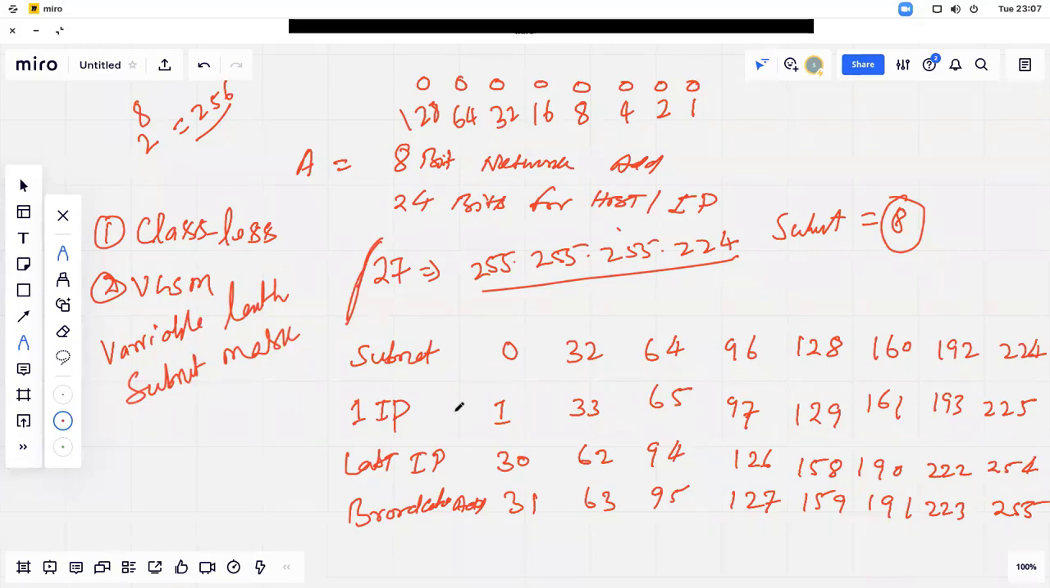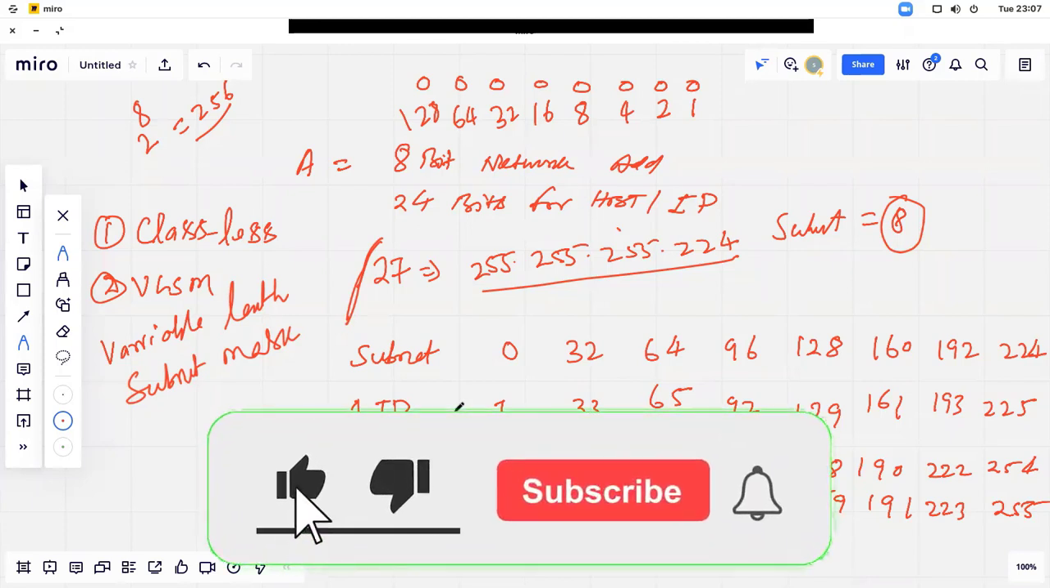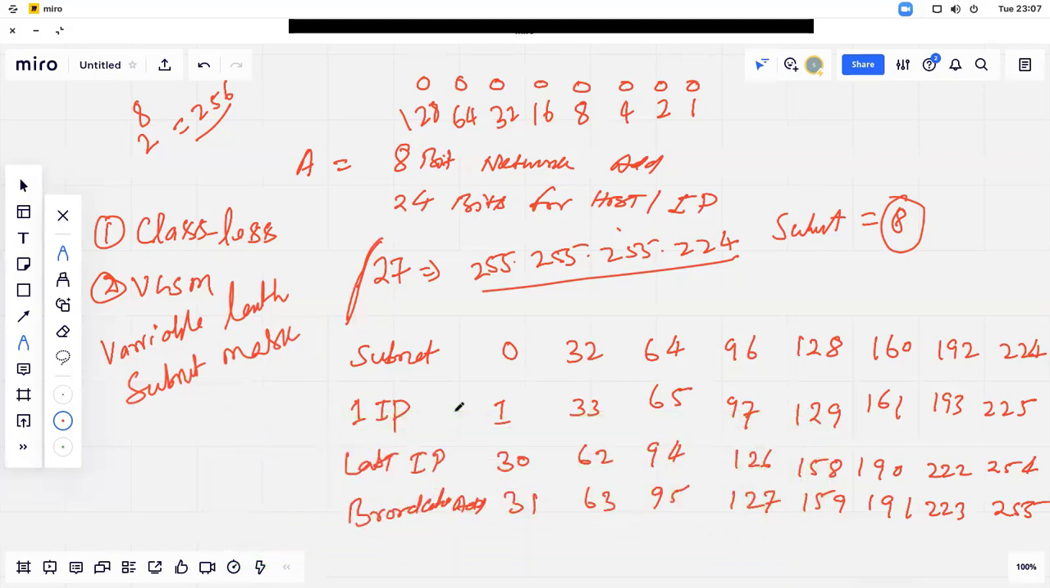For instance, I'm going to use the subnet of 128, for example. So the subnet will be 128. First IP is 129, right? So that would be 129 plus 30, that would give the last IP, right? To get 158. So what are you adding there? Yeah, it will be 128 plus 32.